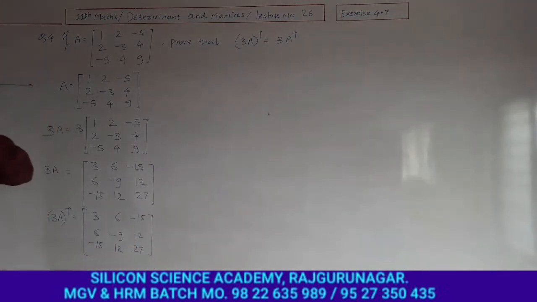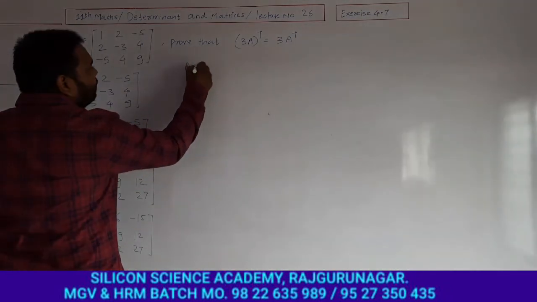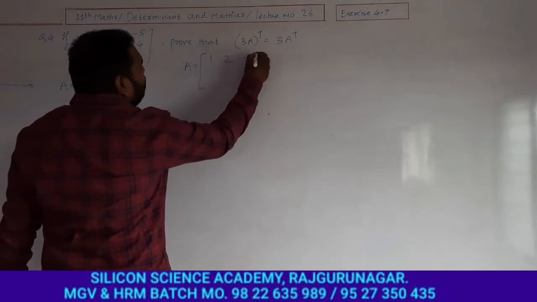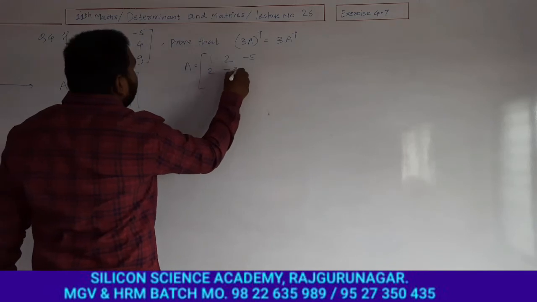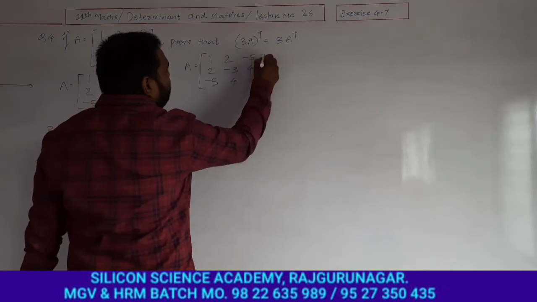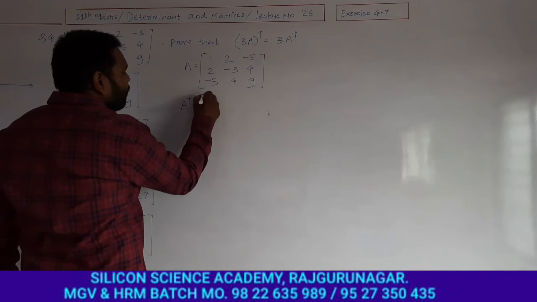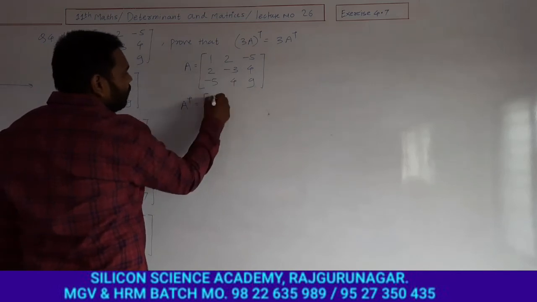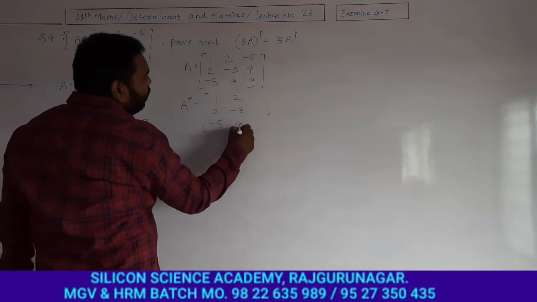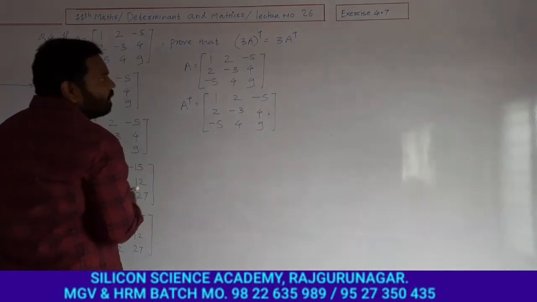That is 3A transpose. Now we have to solve the RHS. What is A? A is equal to 1, 2, minus 5, 2, minus 3, 4, minus 5, 4, 9. So we have to find A transpose. A transpose is equal to 1, 2, minus 5, 2, minus 3, 4, minus 5, 4, 9. Okay? That is A transpose.